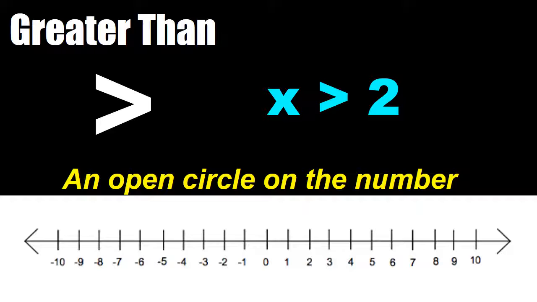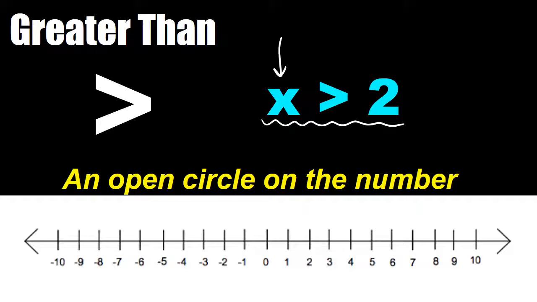We're going to talk about when we see the greater than sign. Here we have this inequality: x is greater than 2. We can say that any number that we put in for x has to be bigger than 2. So here's how we graph this on our number line.